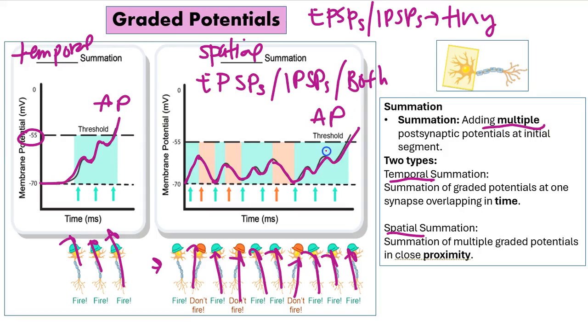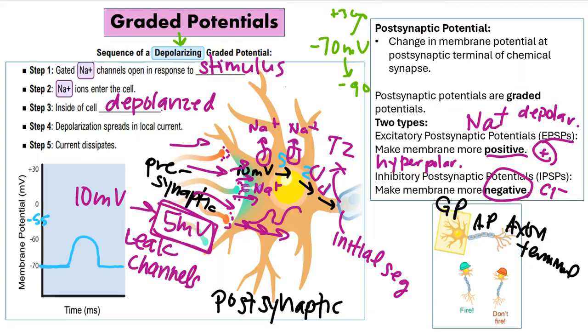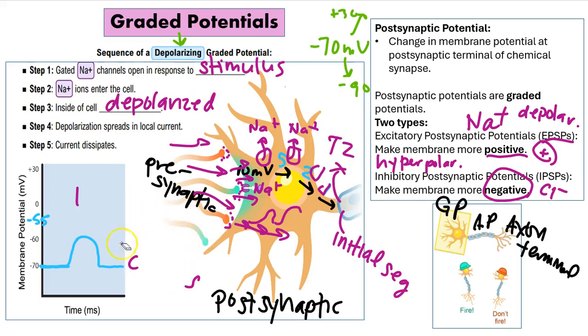Okay? So when it comes to temporal summation, just think it's going to be greater potentials at one synapse overlapping in time. So that one single synapse that we talked about here. And we start erasing a couple things too. Okay? So we want to focus on this synapse here. Temporal is going to be that same one. So yes, we'll have one come in, and then it'll dissipate, another one come in, dissipate, and then of course you hit that negative 55 threshold.